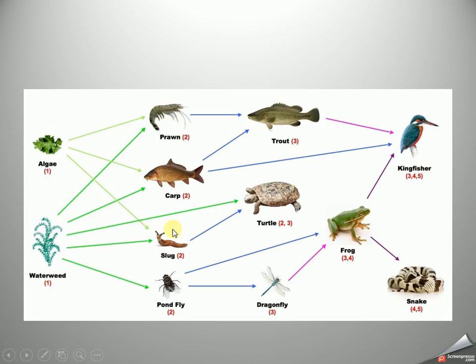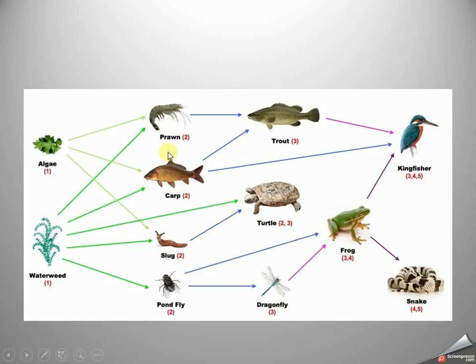Okay, food webs. Food webs show, again, the direction where the energy goes. But in real life, organisms are eaten not just by one thing, but by many different things. So you can see the algae. The prawns eat the algae, the carp eat the algae, and so do the slugs. So different things eat them. And if you look at the prawns, the prawns actually eat the algae and the waterweed. Now, the trout eat the prawns and they also eat the carp. So they can eat two things.